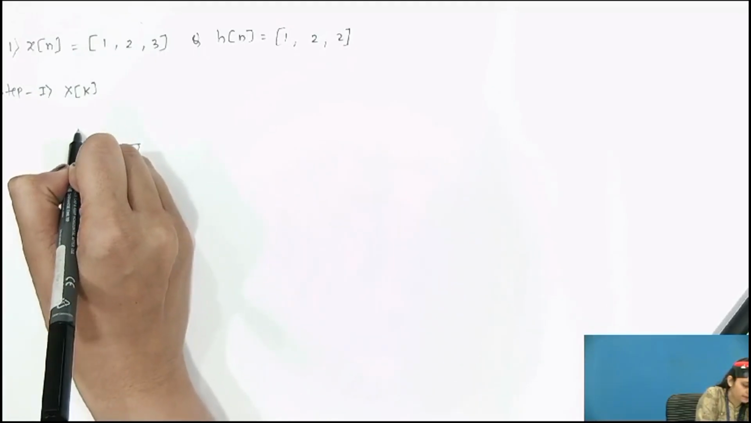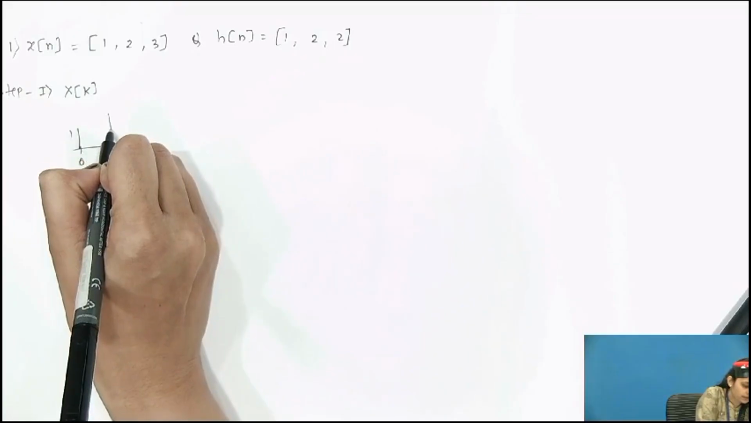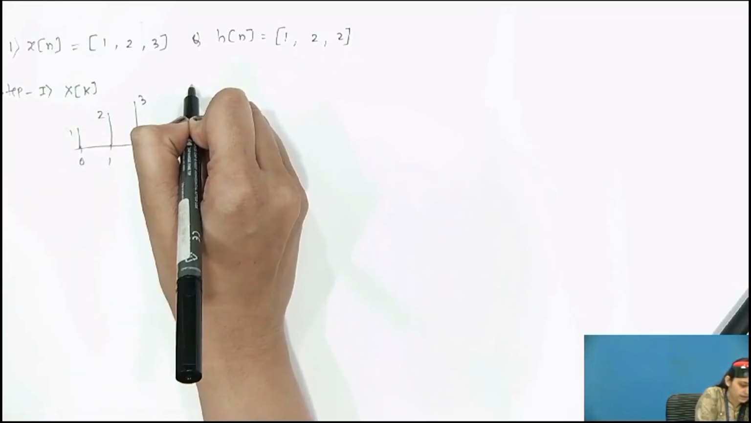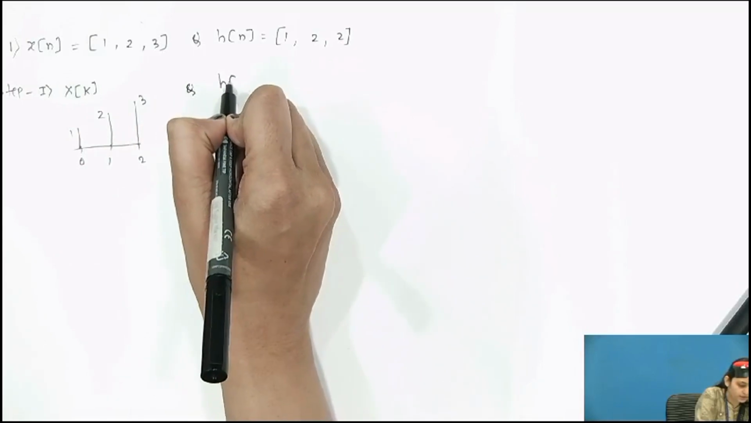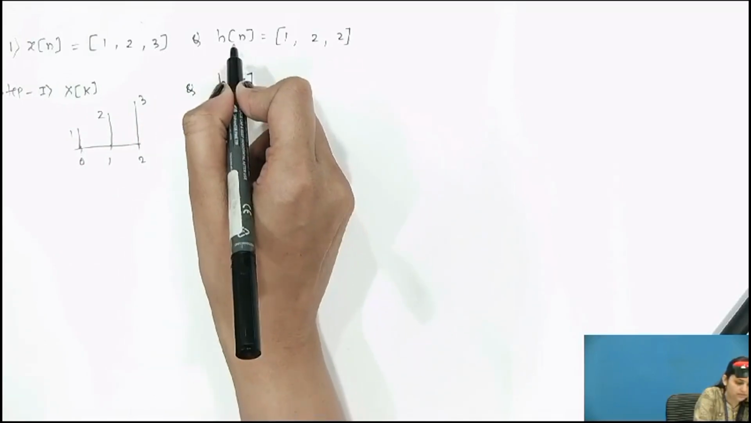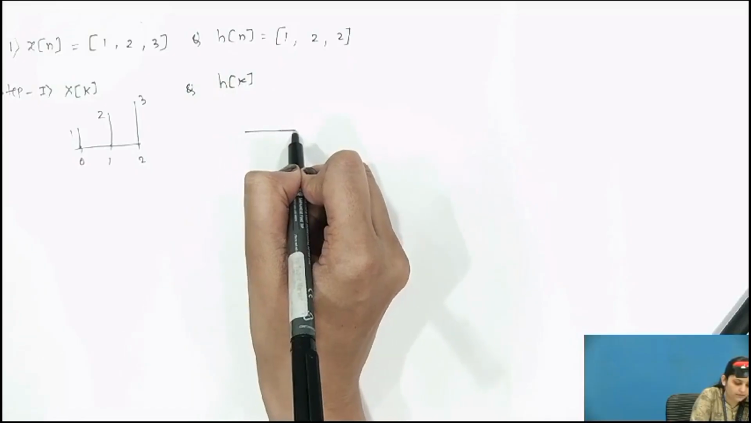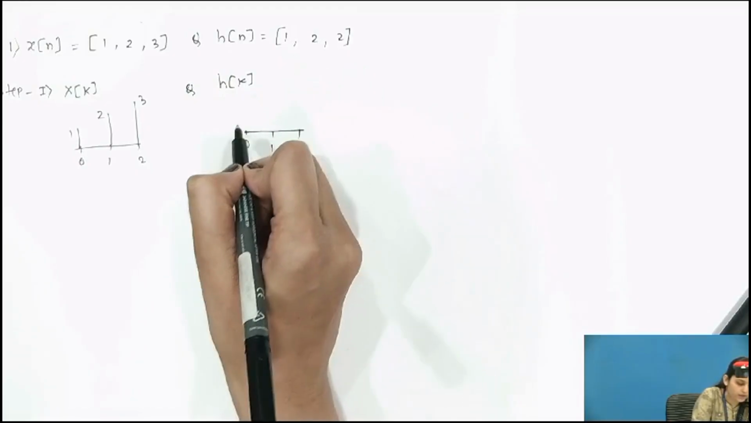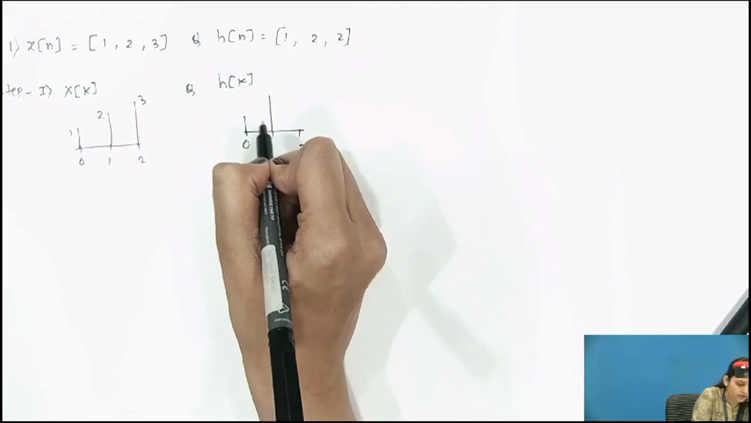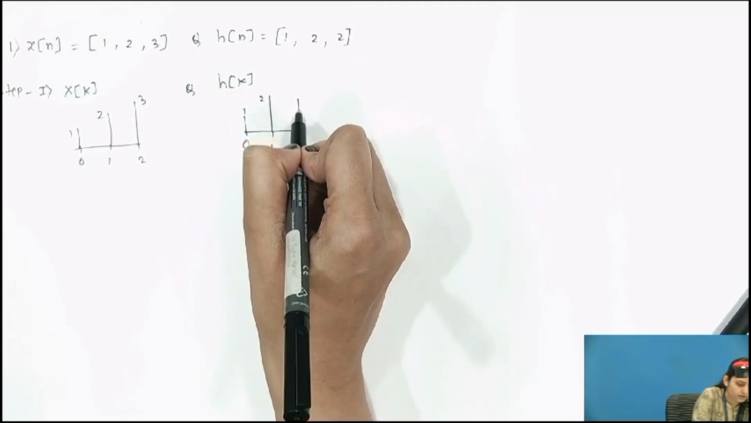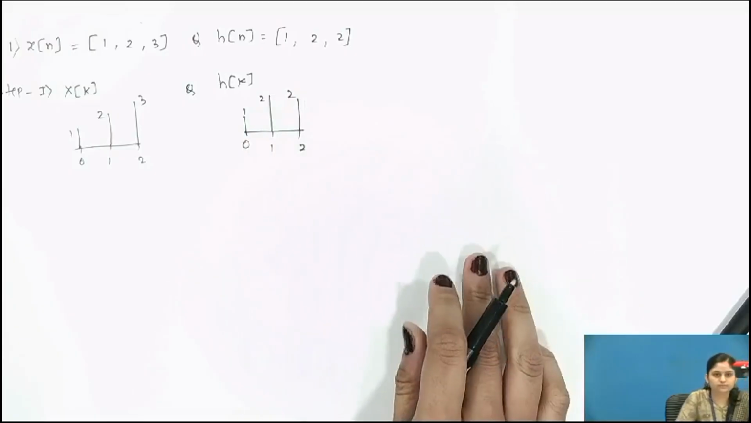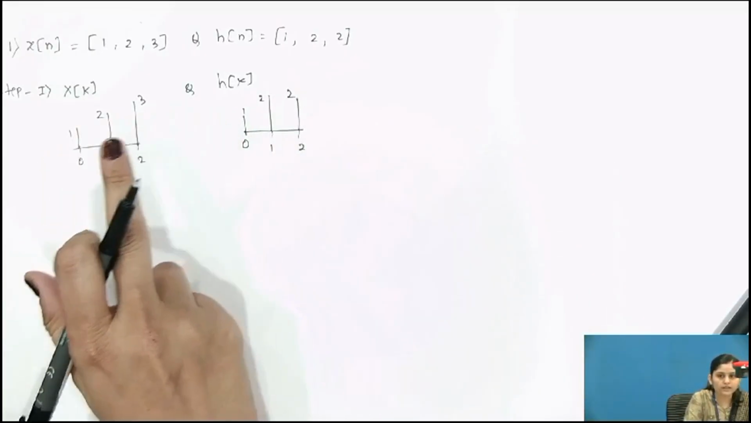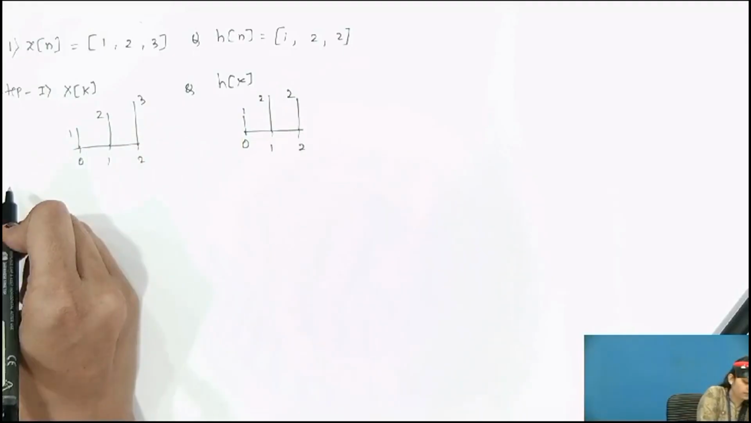At 0 the amplitude is 1, at 1 the amplitude is 2, at 2 the amplitude of the signal is 3, and our next signal is h of k. That means we change the variable n to k, and then plot our signal. So 0, 1, 2. At 0 the amplitude is 1, at 1 the amplitude is 2, and again at 2 the amplitude is 2. So these are our two given input signals x of k and h of k, where we just changed the variable n to k.